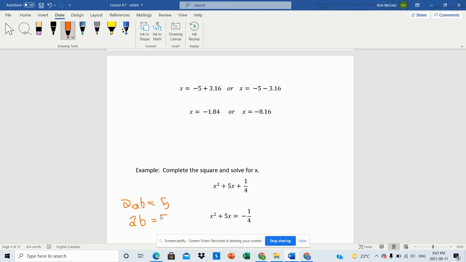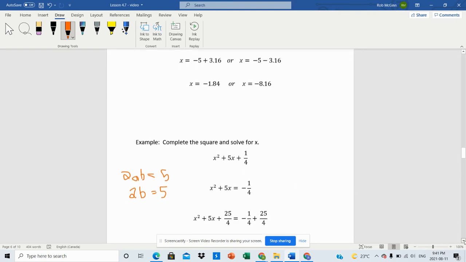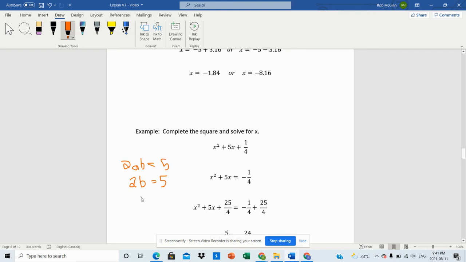I'll get it written up here eventually. There we go. So I know what 2b is. I just want to find out what b is. So all I'm going to do is divide both sides by 2, and I get b equals 5 over 2. Now that's fine, that's b, but we need to square that to complete the square.